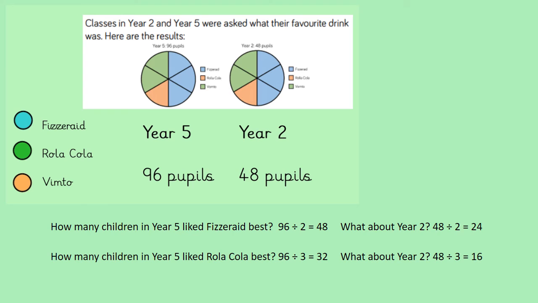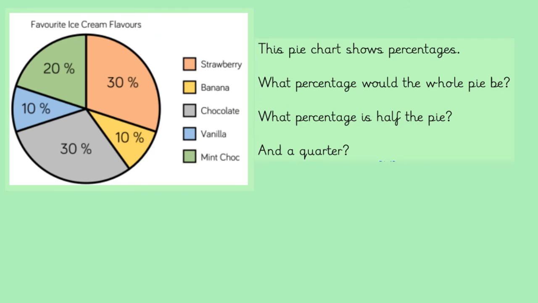So first, for Year 5, I can see that Fizz-Aid is the blue chunk, so that's half the pie chart, so it must be half the pupils. 96 divided by 2 is 48, so 48 children like Fizz-Aid best. For Year 2, the pie chart represents 48 children, so half of 48 is 24 children like Fizz-Aid best. For Roller Cola in Year 5, I can see that the green section is 1/3 of the total pie chart. So 96 divided by 3 is 32 for Year 5. But for Year 2, 48 divided by 3 is 16. So 16 children in Year 2 like Roller Cola best.